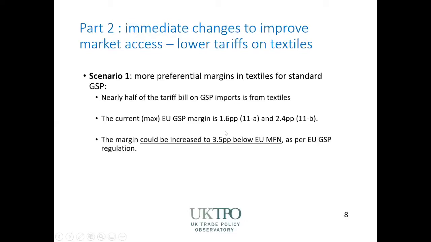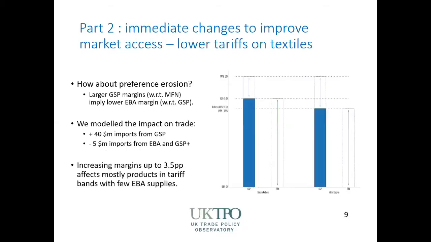So we thought, what if the government were to do that? How would UK imports in textiles change if the margin were increased to 3.5 percentage points? Now, this will clearly favor those countries, the standard GSP ones, who export to the UK and pay tariff on textiles. But at the same time, you might worry about the position of EBA members. These countries are competitors of the GSP ones in textile production, and their margin is going to be squeezed by the increase in this preference margin.